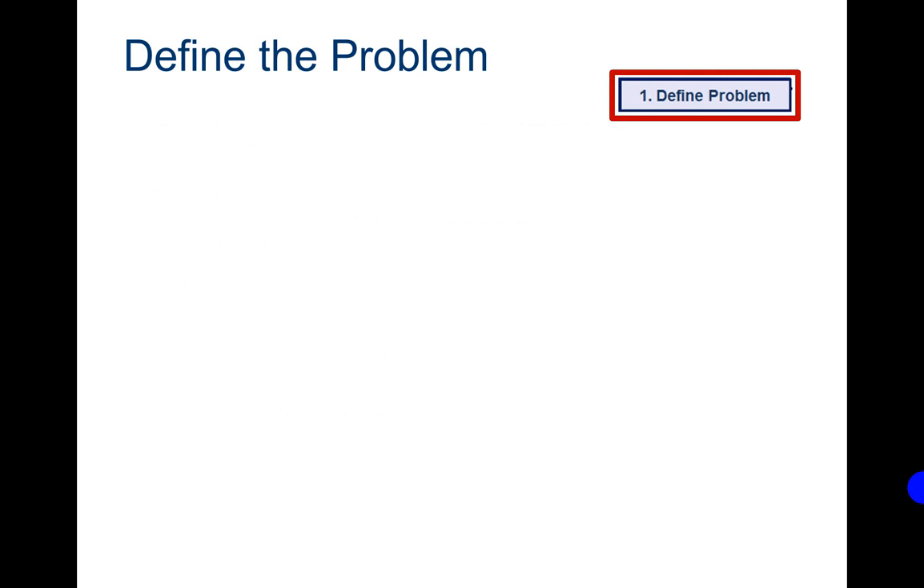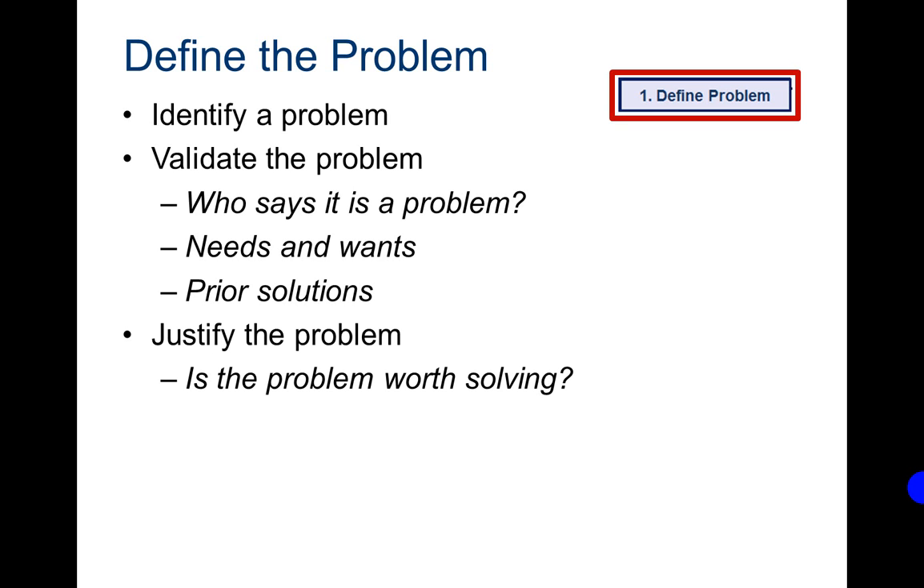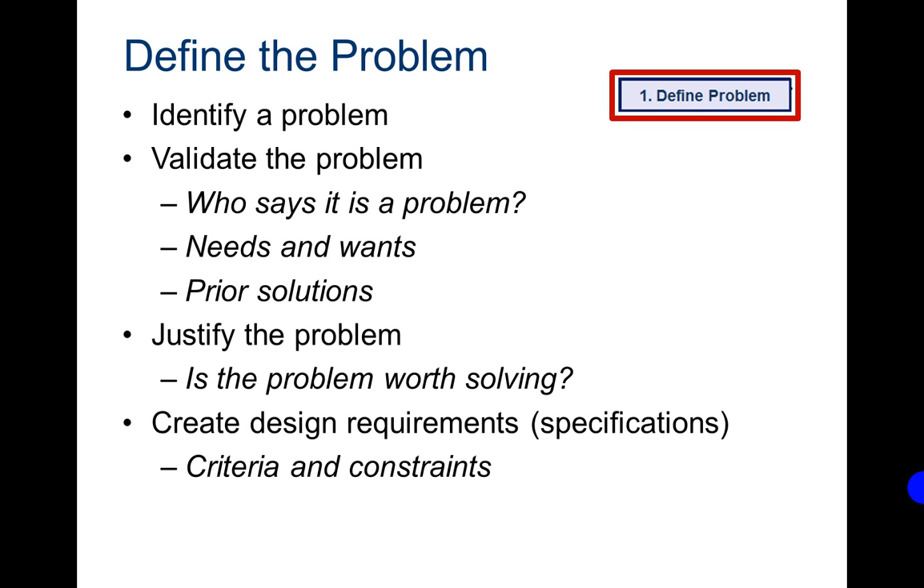All right, so we'll break apart each part of the design process you'll be using this year. The first one is define the problem. You're going to identify a problem. You're going to validate the problem. Who says it is a problem? What are its needs and wants? What prior solutions have already been thought of? Justify the problem. Is the problem worth solving?